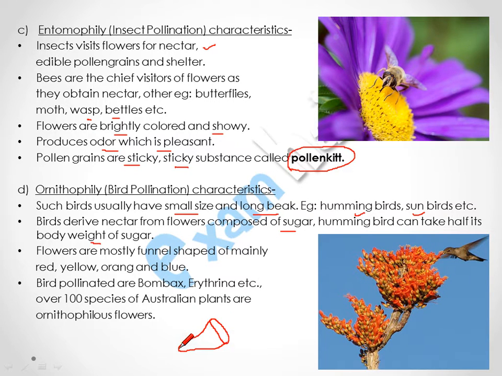So that the bird can insert its beak inside the flower and can collect the nectar easily. Flowers are mostly red, yellow, orange or blue in color, which attracts the birds most. Bird pollinated plants are bombax and erythrina. Over 100 species of Australian plants are ornithophilous flowers. So bird pollination mostly occurs in Australian plants. Okay.